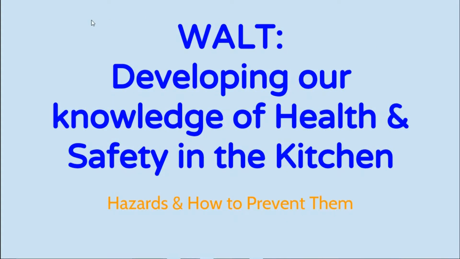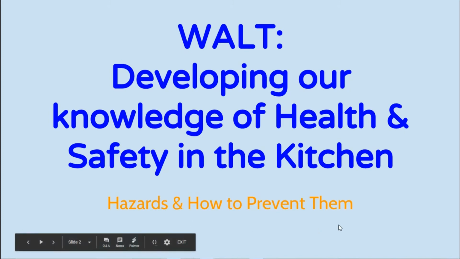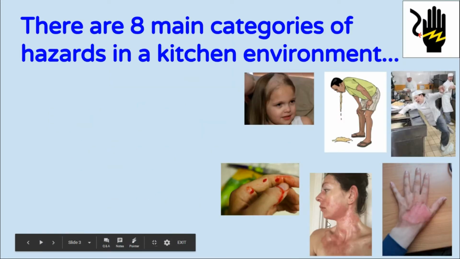Okay, so this is a little intro into health and safety in the kitchen. We're going to look closely at kitchen hazards and how we might prevent them in the food environment. So there's 8 main categories of hazards in a kitchen environment.